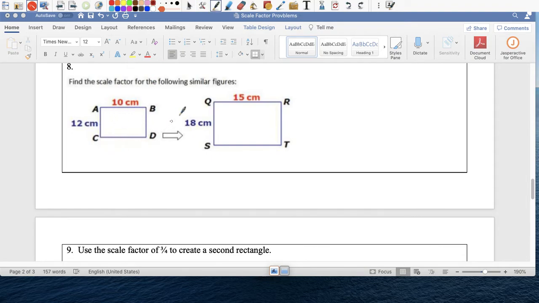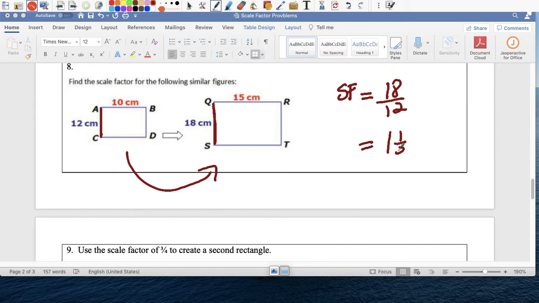So here, the arrow points to what's going on. From this rectangle ABCD, we have QRST, and obviously it's an enlargement. So the scale factor: let's pick this pair of corresponding sides, 12 and 18. If it's an enlargement, we take 18 and put it over 12. And again, that's going to be 1.5. You can leave it like that, or you can leave it as a fraction. It doesn't really matter. It's a different version of the same number.